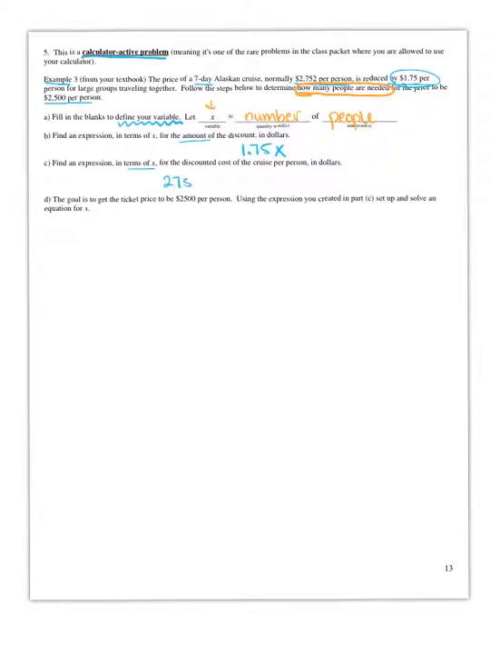Now, to write an expression in terms of X for the discounted cost of the cruise per person, we'll have the original cruise price, $2,752, minus the discount, 1.75X. The last step is that we want to figure out how many people we need to take in order to have our cruise price be discounted to $2,500. So we're going to write our discounted cost of our cruise and equal it to $2,500, and then solve for X.